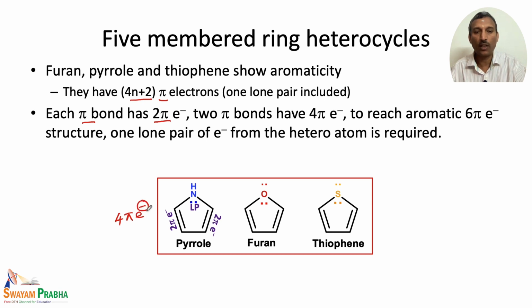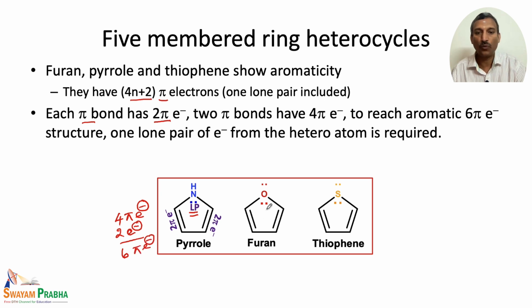But this is not actually 6 pi electrons. So, how do we reach the 6 pi electrons? Nitrogen has one lone pair, and this lone pair also participates in the aromatic pi sextet formation, that means 6 pi electron formation. So, 4 pi electrons from the pi bonds and one lone pair of electrons altogether lead to 6 pi electrons for the pyrrole ring.